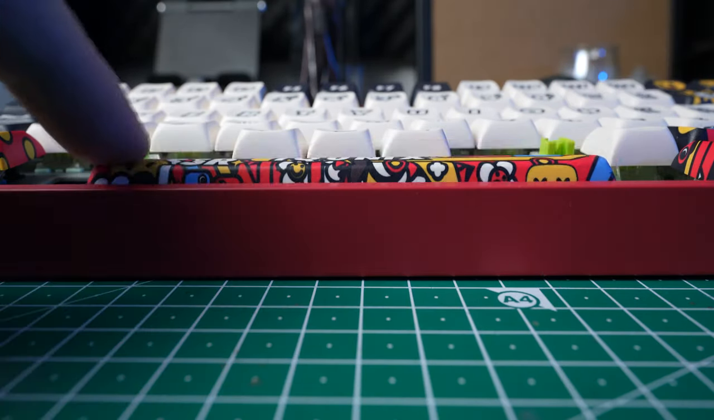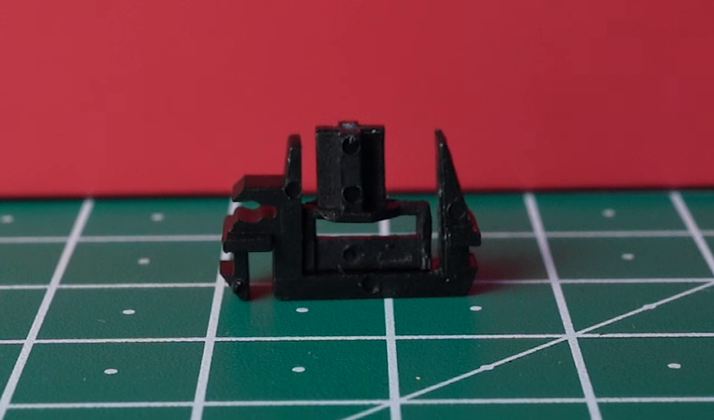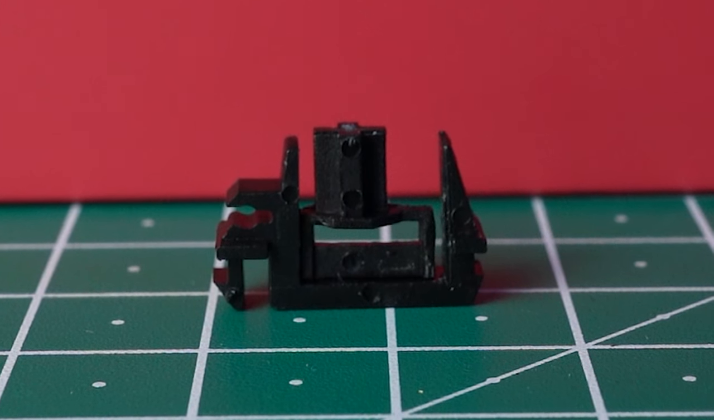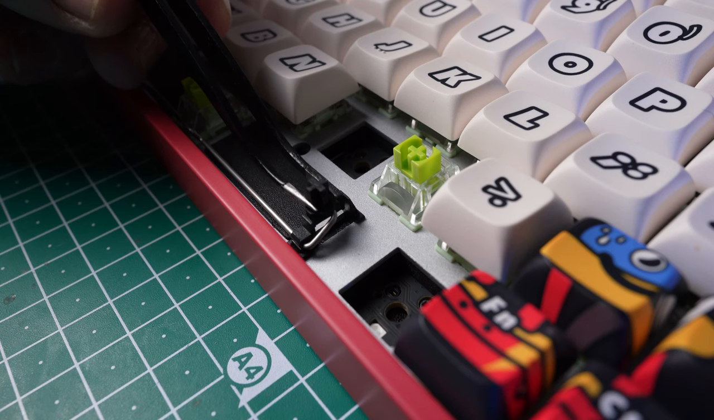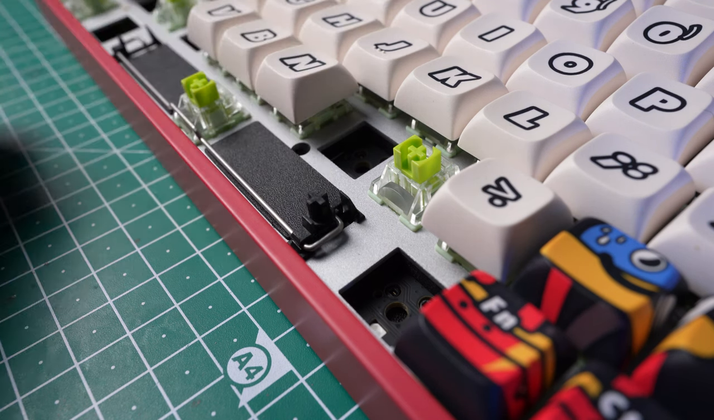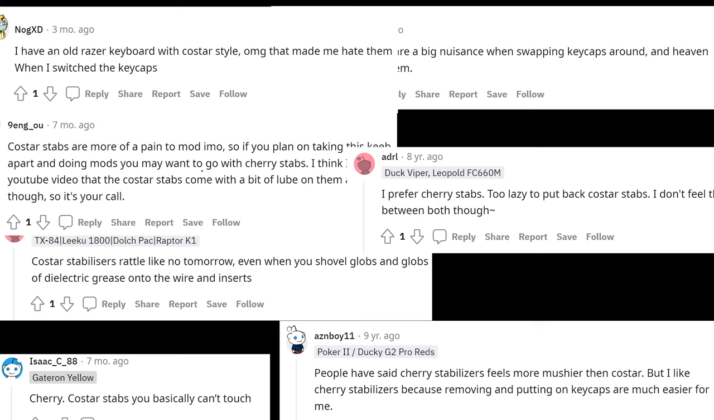Instead of full stems, Costars use these, which are essentially a Cherry MX insert with a small off-centered slotted tab underneath. These tabs run up and down the rails with a close tolerance to eliminate rotation of the keycap as you look down on it. The wires hook into the stems from the sides and run up and down the slot when the key is pressed and released. Costar stabilizers are generally less popular in the keyboard community, largely due to the perceived lack of options in terms of modding to improve their sound and feel.